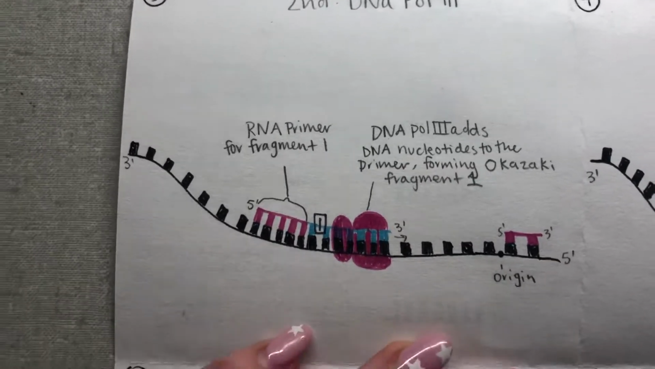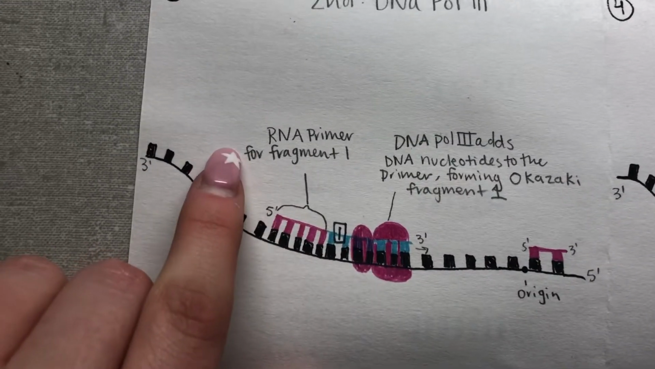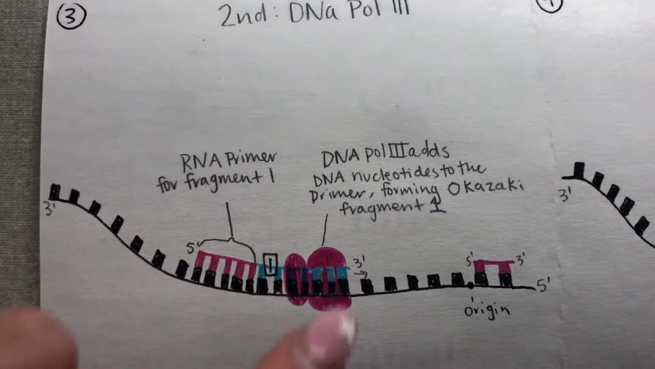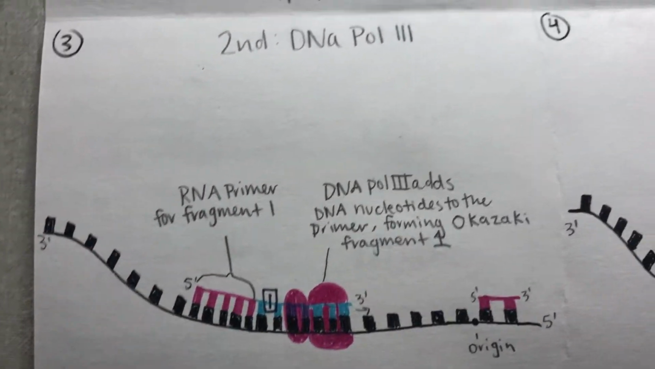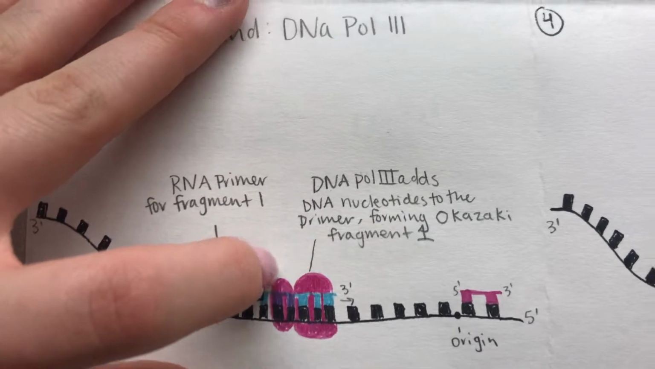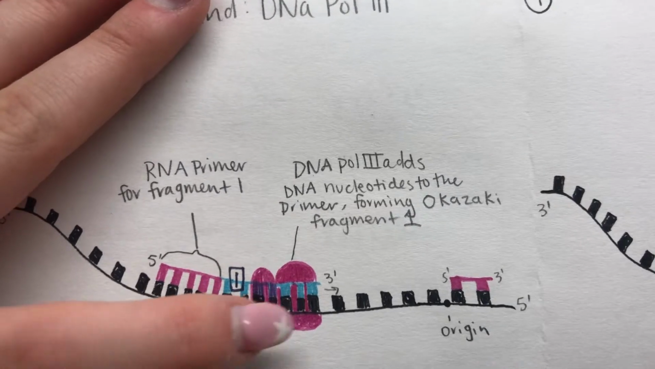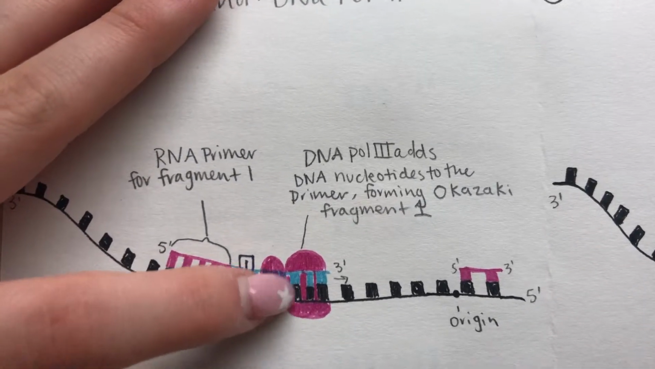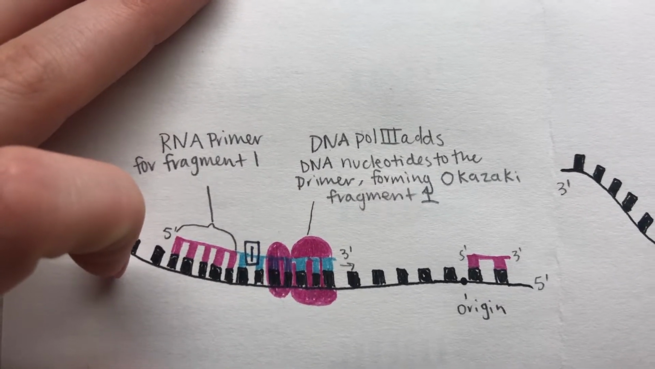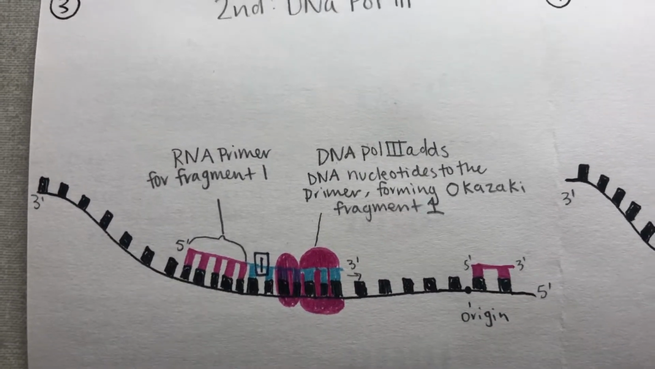Alright, so after our primer joined the RNA nucleotides into a primer, right there, it forms this little fragment for fragment 1. So the DNA Pol 3 polymerase adds DNA nucleotides to the primer, forming Okazaki fragment 1, which is in blue and labeled 1. Again, 5' to 3'. I couldn't stress that enough. You have to remember that. So that is what's adding the DNA nucleotides. So instead of the U, it is adding the T, binding it to the A, and then it's doing the G and C again.